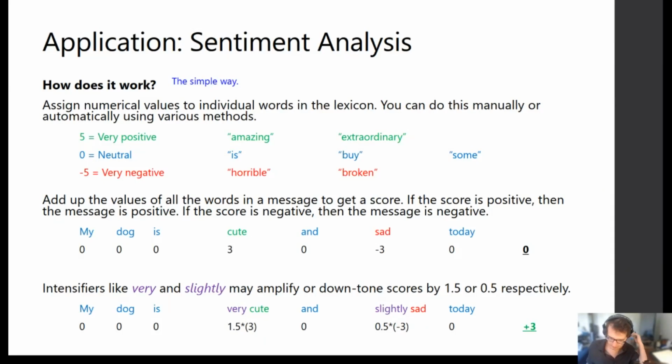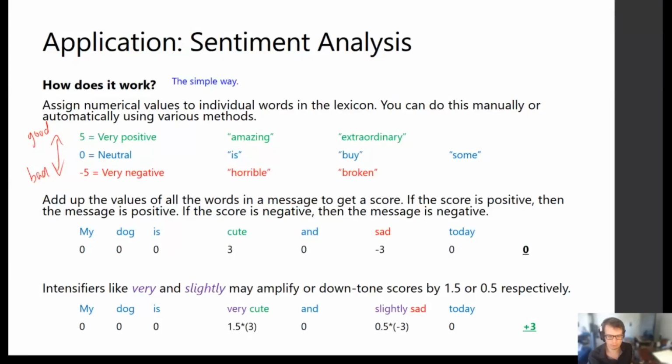So here's what a very basic sentiment analyzer is doing. For every word in the dictionary, it's going through, and this can be done manually by humans, or it can be done using statistics by computers based on other information given to it. You assign a word with a value between -5 and 5. And -5 is going to be very bad or very negative, and 5 is going to be very positive or good. So words like amazing, extraordinary are 5. And very negative words like horrible and broken would be -5.